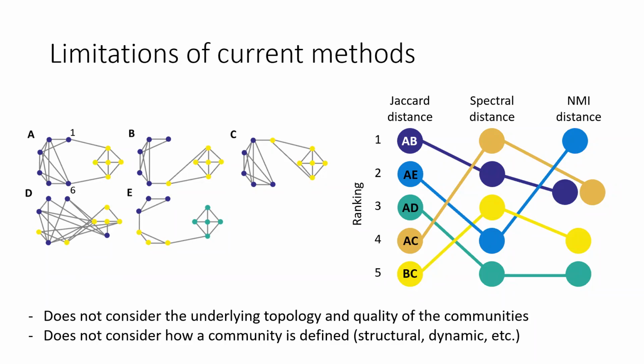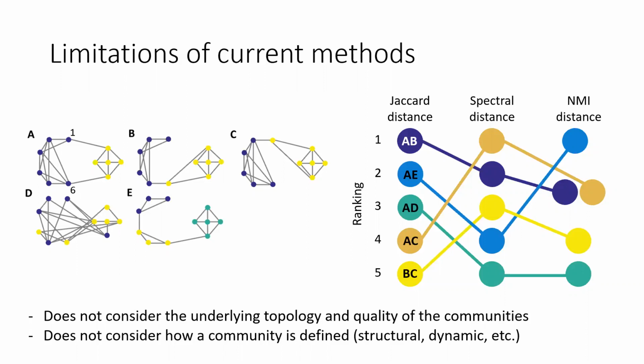Now, the second limitation that I want to point out is not really shown in this example, but it is that the measures don't consider how a community is defined. By this, I mean, if you apply a community detection algorithm to a network, you're going to consider how that network is constructed or its application. So you're going to consider maybe if there are flows in the network, you're going to think of what a community means in order to maybe conserve that flow.